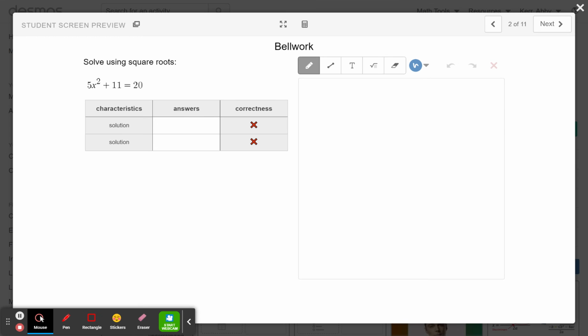In this video, it's 9.6, practice number 1. The bell work is solving using square roots, and then the main lesson is using the quadratic formula.